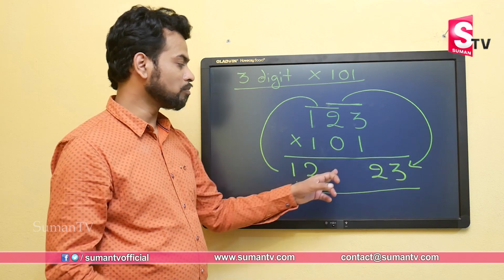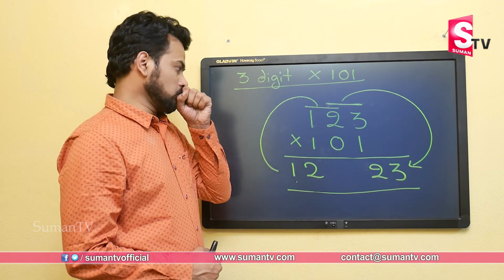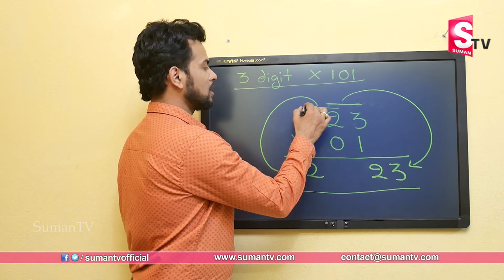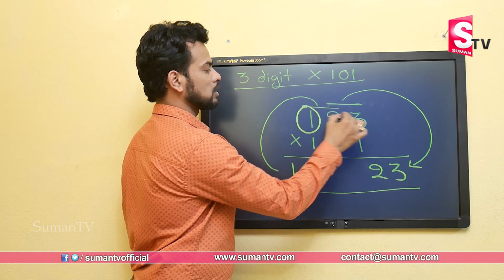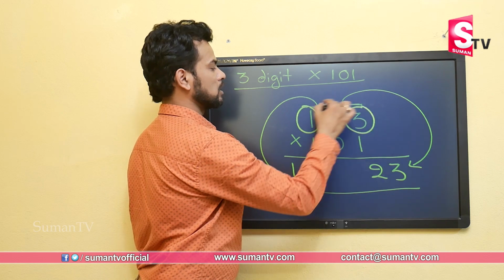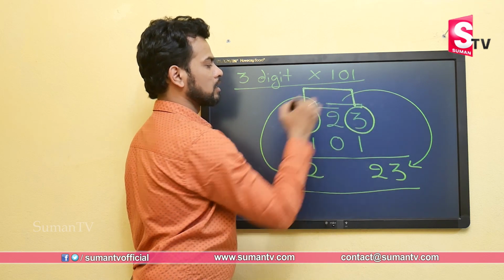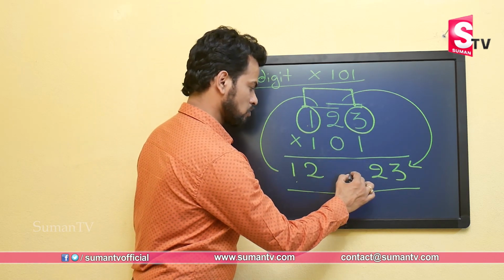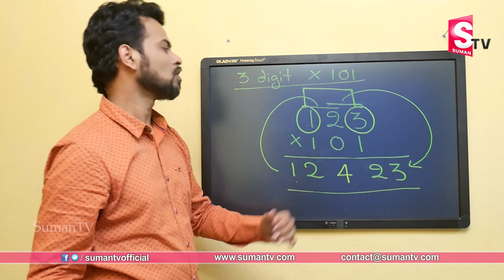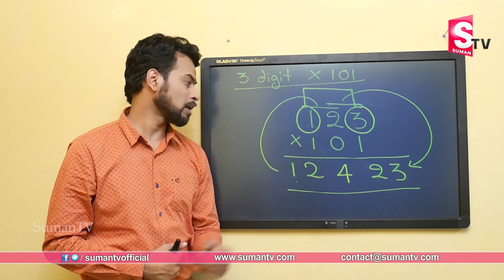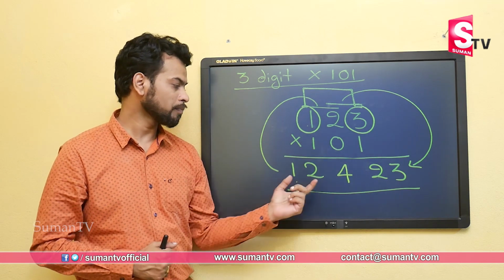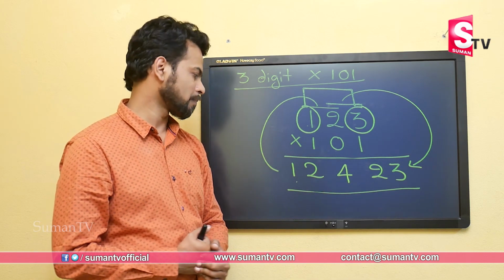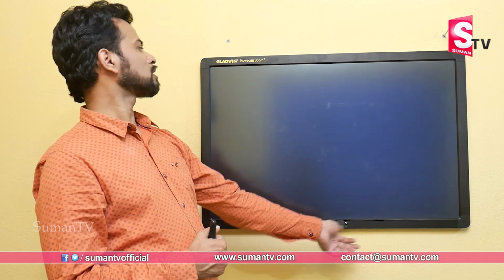Now coming to middle answer. So in middle answer, what we will do, we will add this leftmost digit with the rightmost digit, that is 1 and 3. So 1 plus 3, that is 4. And we got the answer. 123 multiplied by 101 is equal to 12,423. Let's take one more example in this.